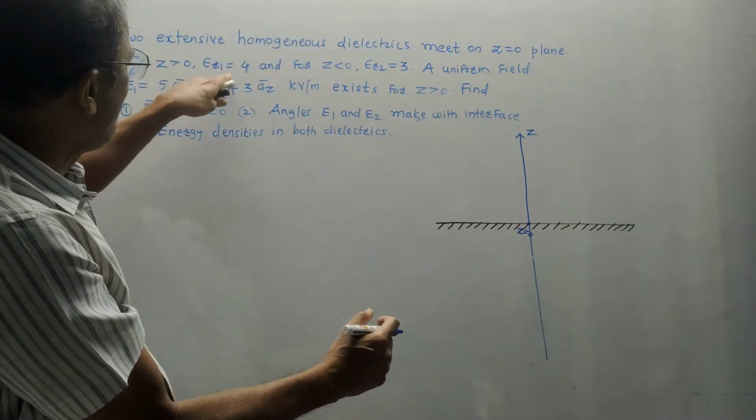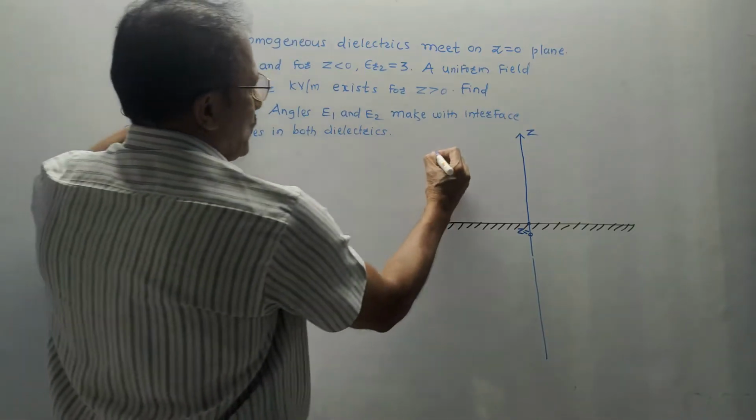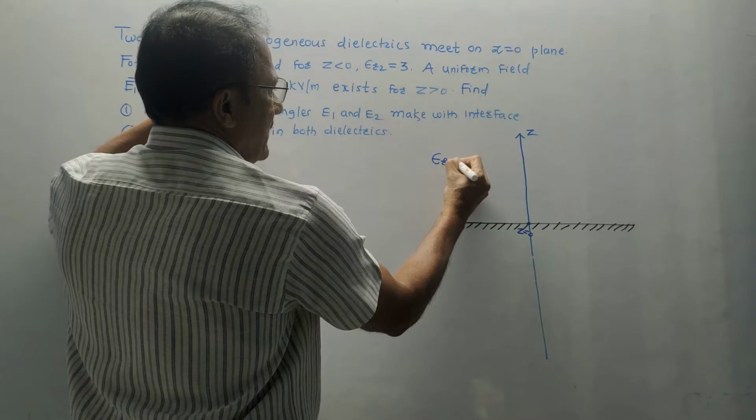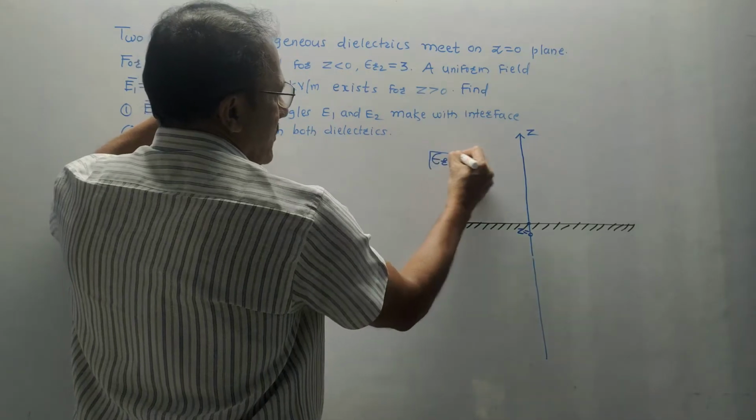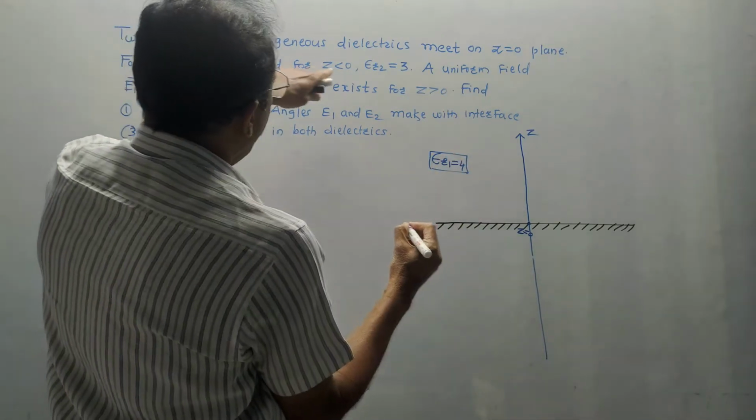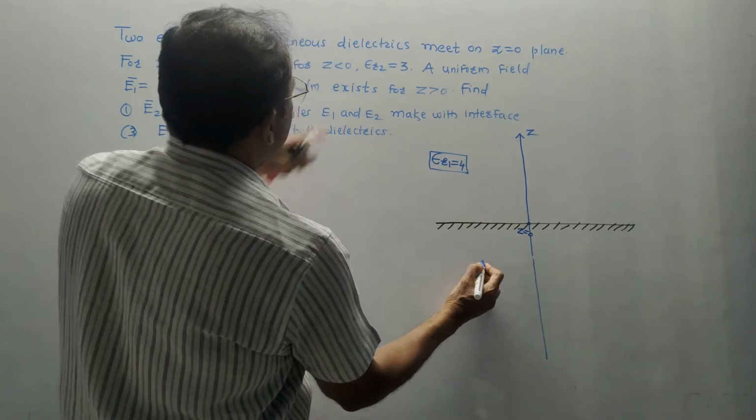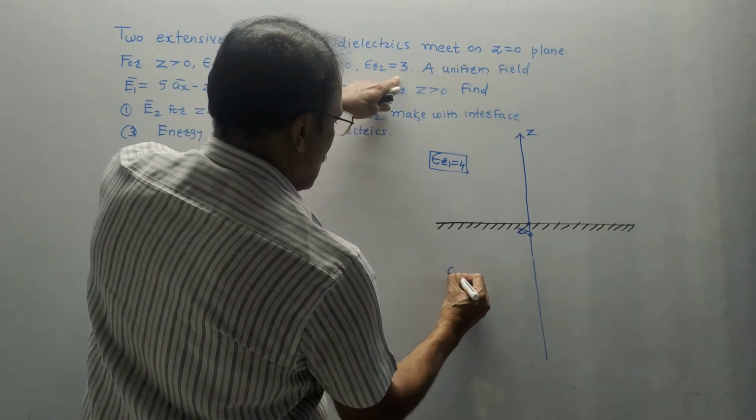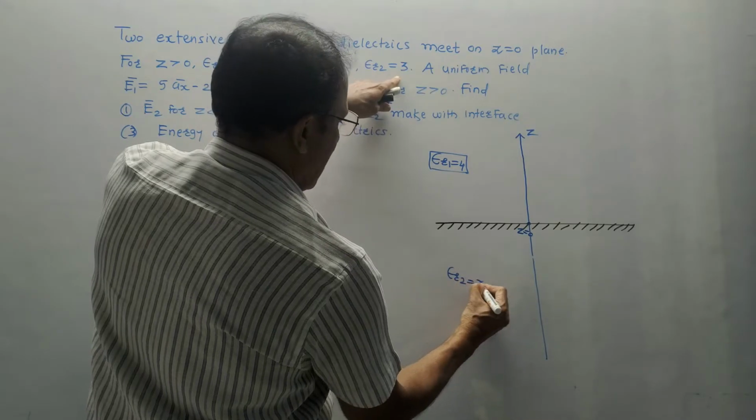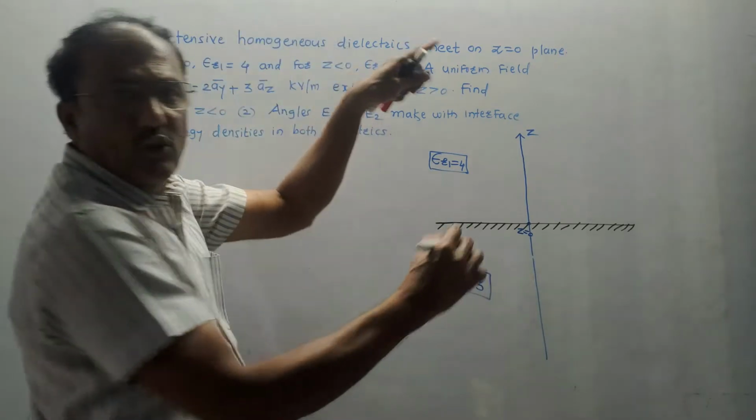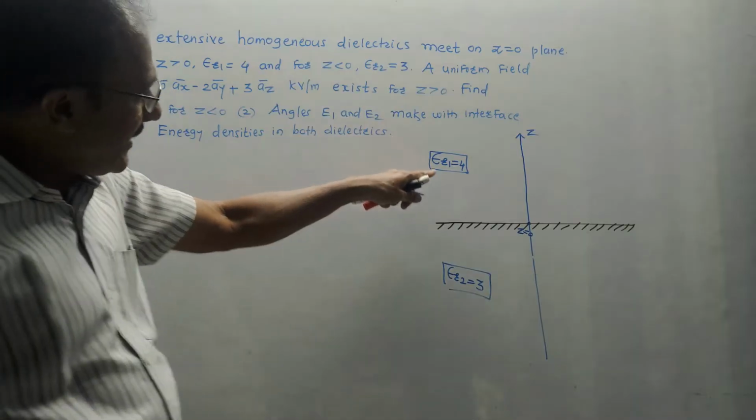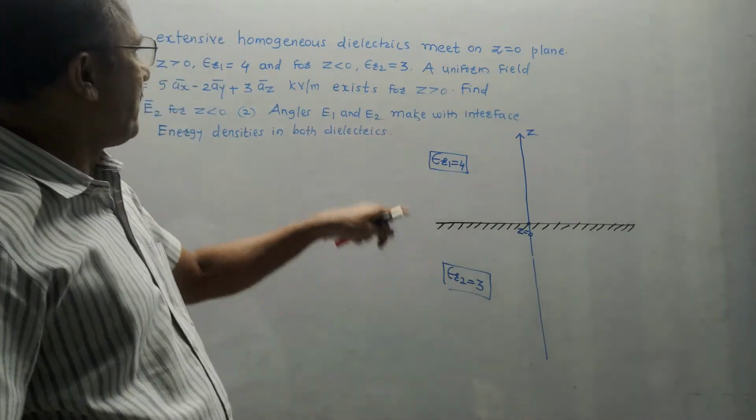For z greater than 0, epsilon r1 is equals to 4. So I will write the values in the diagram. Epsilon r1 is equals to 4. And for z less than 0 means this lower side, for z less than 0, epsilon r2 is equals to 3. These are the given values of relative permittivities.